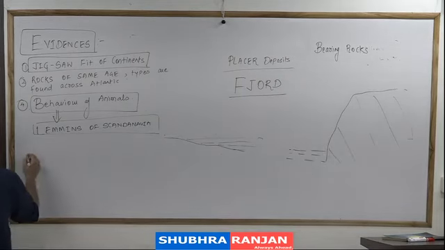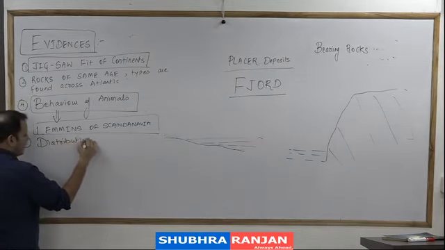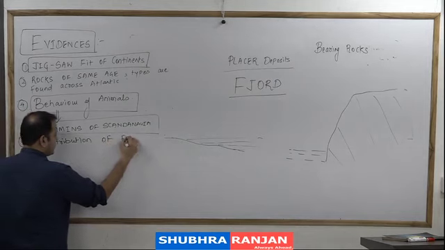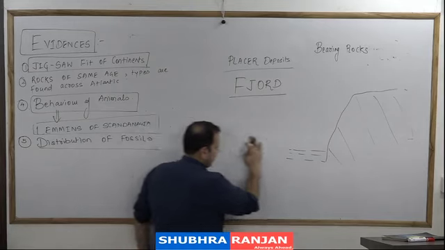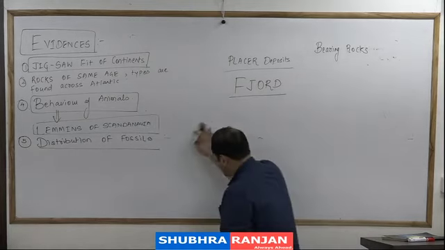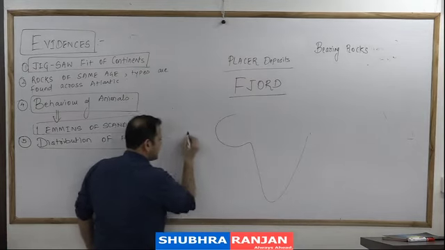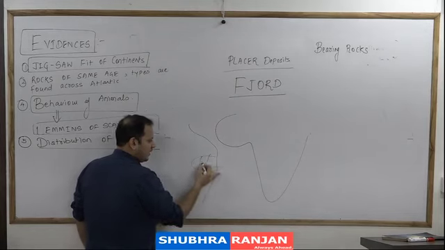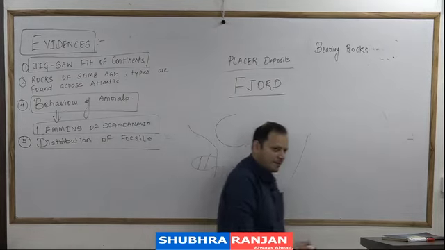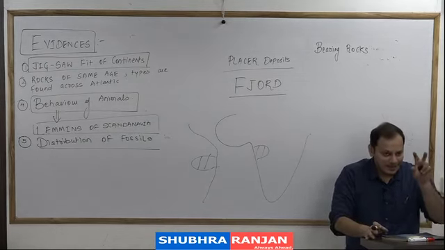Fifth, distribution of fossils. Numerous fossils have been found in such a way that if this is Africa and this is South America, the fossils are found such that half of the body is found in South America and half of the body is found in Africa, because when they died, and after that continental drift happened. But we don't write this as an evidence.